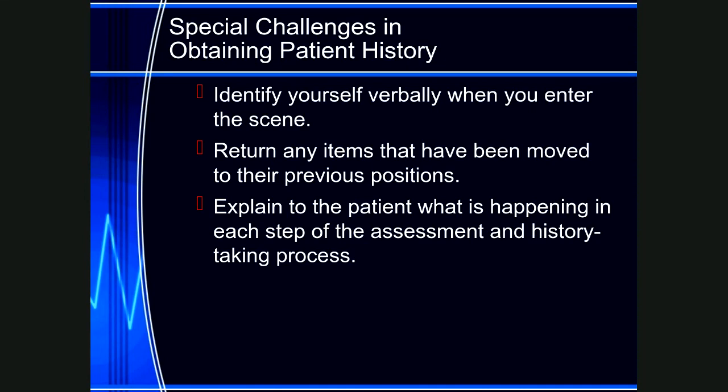Identify yourself verbally when you enter the scene, especially with the hard of hearing and visually impaired. You need to identify yourself when you enter. If you have to move any items, especially for the seeing impaired, make sure that you put those items back in the previous position so they can still get around their house. Explain to the patient what is happening in each step of the assessment and history taking process.